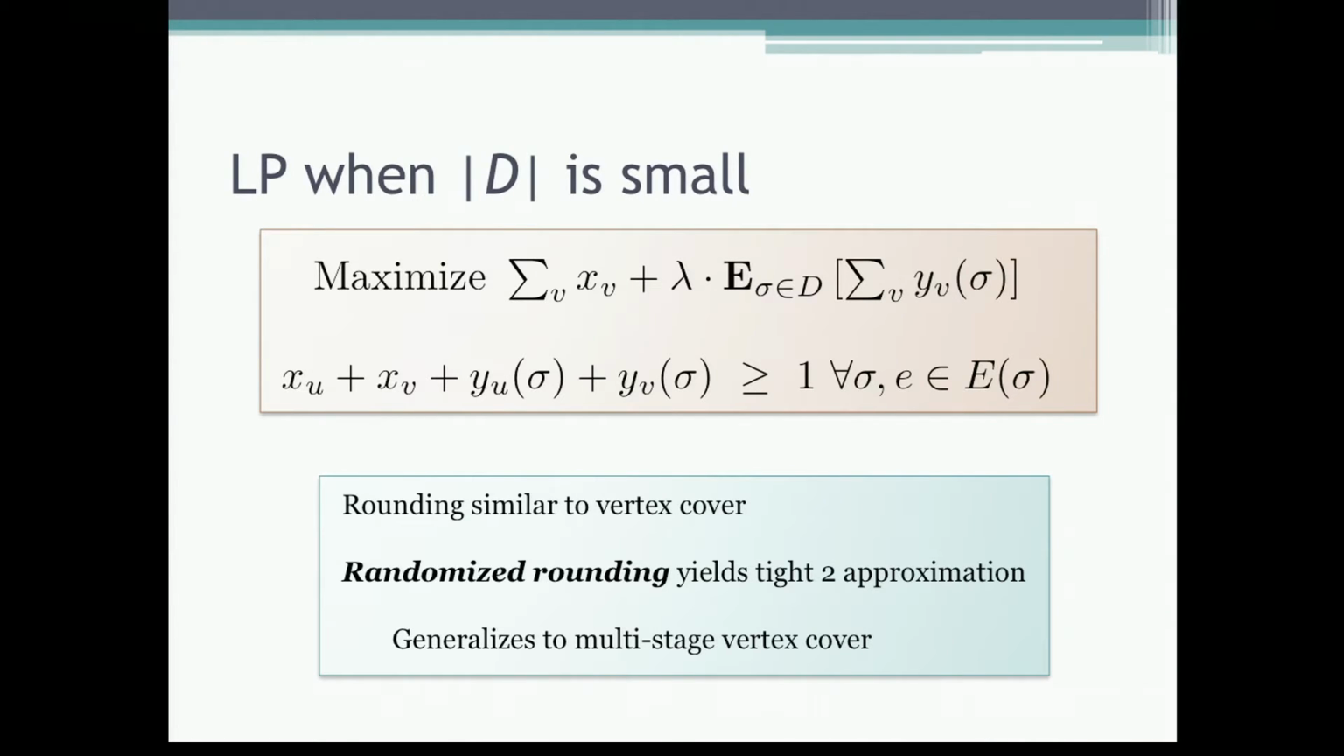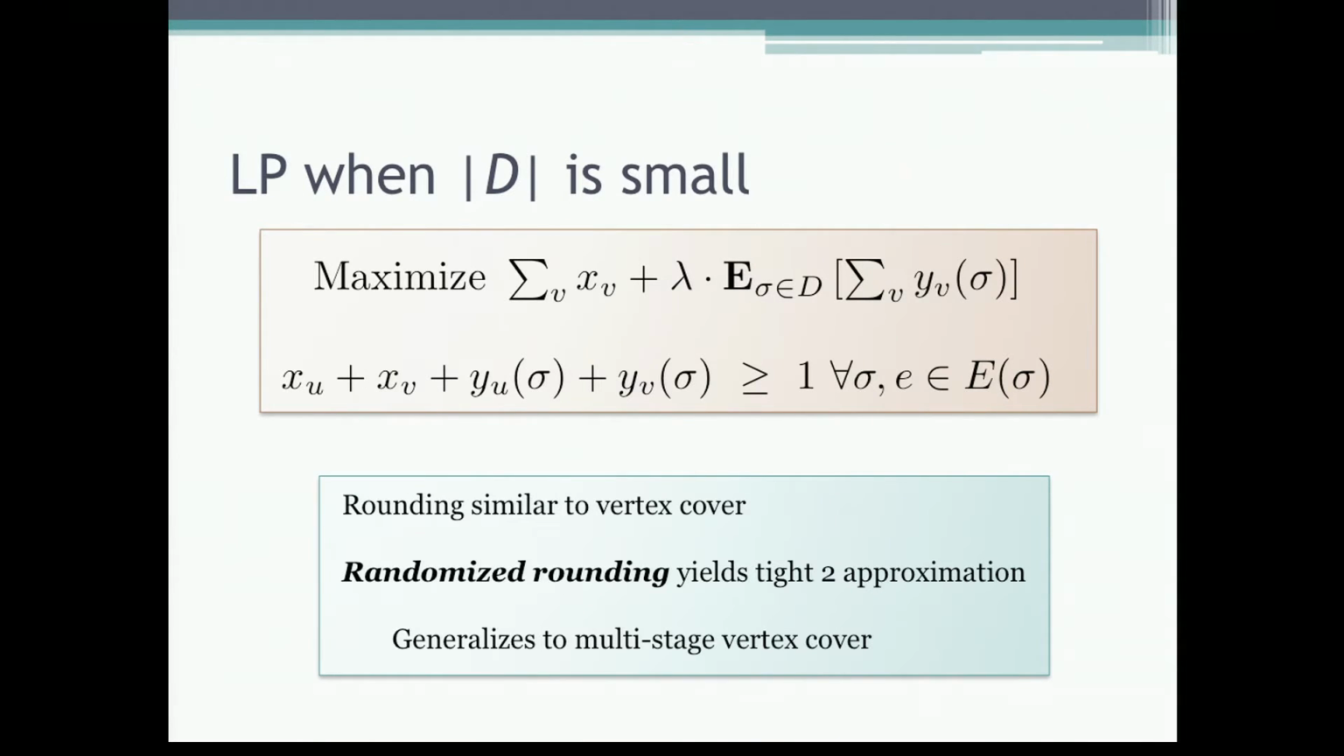Sorry, this should be minimize, not maximize. So this will be the cost of the solution. You want a minimum vertex cover, which is the cost of the vertices you buy today plus lambda times the cost of the vertices you buy tomorrow. What you buy tomorrow is an expectation over what gets realized.